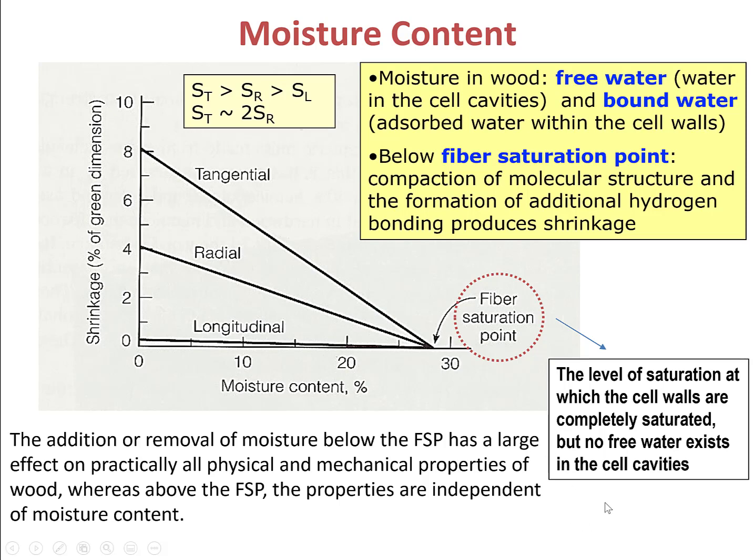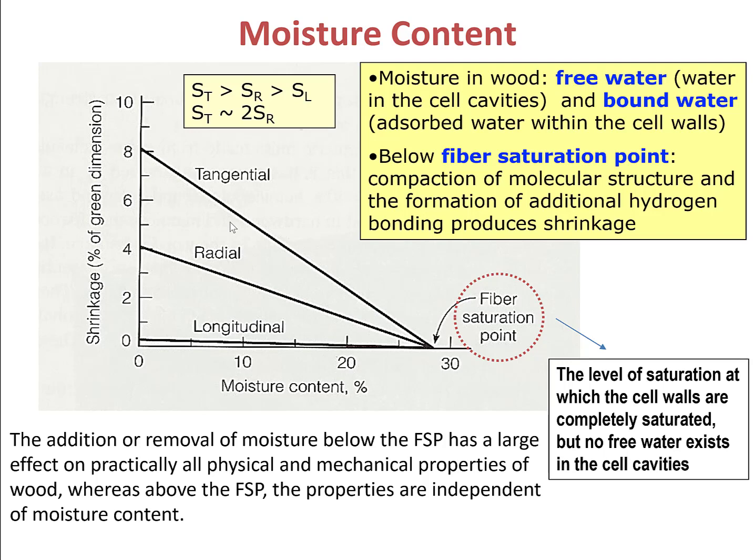This figure shows the dimension changes in wood specimens. The y-axis is the shrinkage and the x-axis is the moisture content. So you can see when the moisture content is above FSP, there is almost no change in dimension. However, when the moisture content is below FSP, you can see significant change in the three directions. So actually the changes vary from one direction to another.